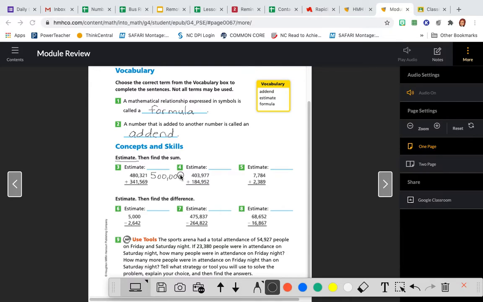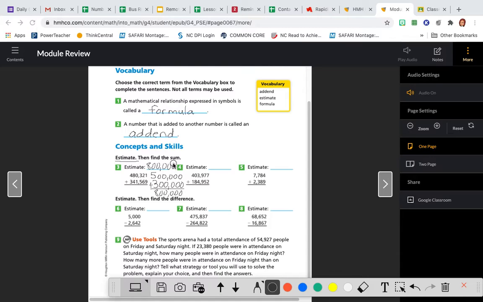341,569. Again, to estimate, we're going to round to the 100,000. So we have a 3 in the 100,000s, 4 in the 10,000s. It's less than 5, so we're going to say that it's closer to 300,000. Okay, and then we're just going to add. And that is 800,000. So our estimate, we would write up here, is 800,000.